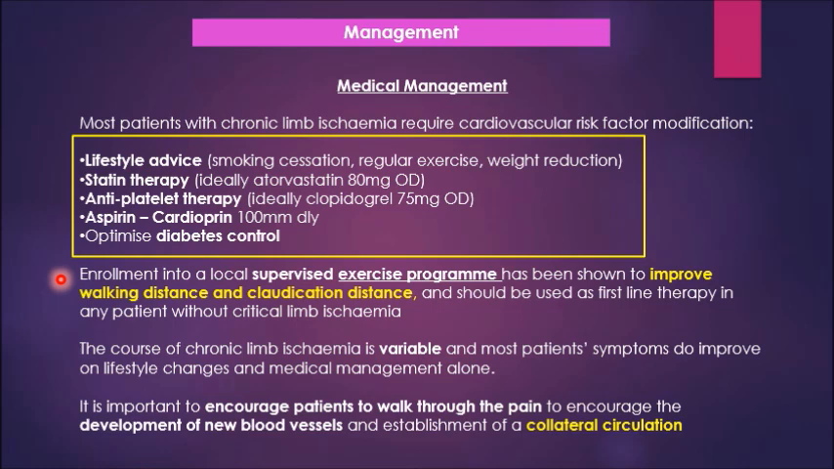And it should be used as the first-line therapy in any patient with critical limb ischemia. All patients with critical limb ischemia, or even mild forms of limb ischemia, must improve with exercise, and the claudication distance must also improve. So walking is a very, very important exercise. The cause of chronic limb ischemia is variable, and most patients' symptoms do improve on lifestyle changes and medical management alone. Most of the patients will improve to some extent.